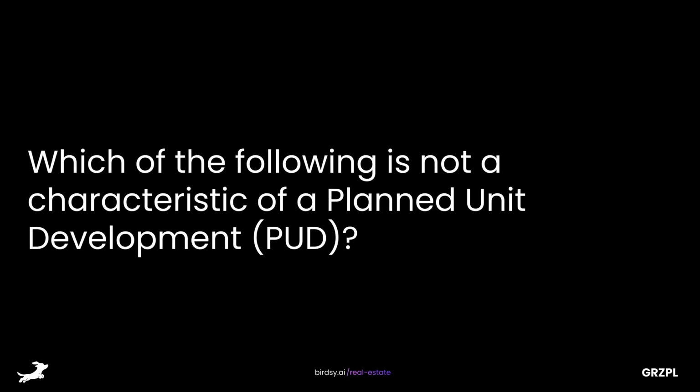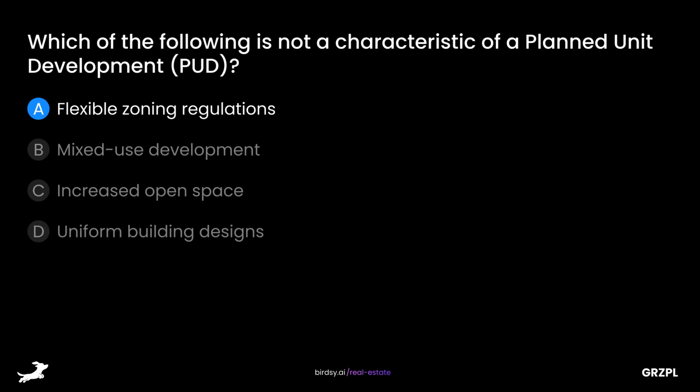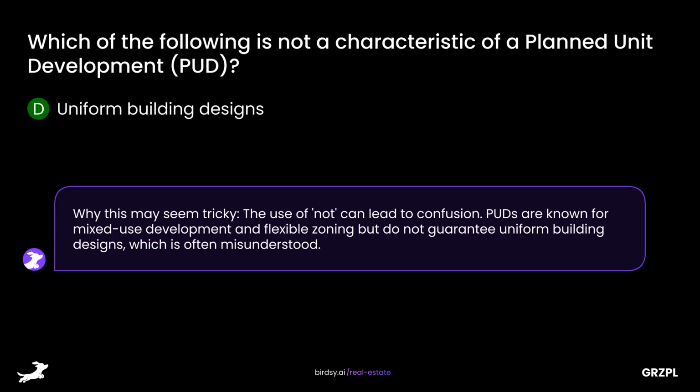Which of the following is not a characteristic of a planned unit development, PUD? Is it A, flexible zoning regulations, B, mixed-use development, C, increased open space, or D, uniform building designs? The answer is D, uniform building designs. Why this may seem tricky. The use of not can lead to confusion. PUDs are known for mixed-use development and flexible zoning, but do not guarantee uniform building designs, which is often misunderstood.